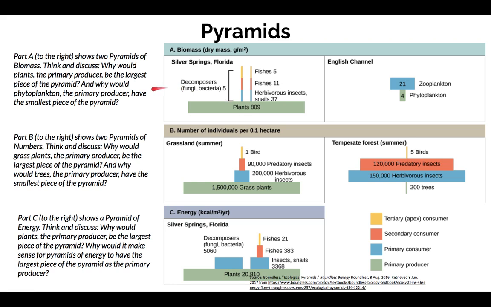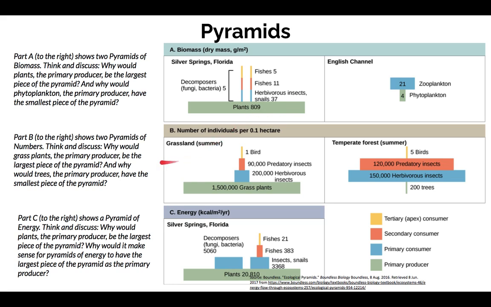Okay, now looking at this next one, why would phytoplankton, the primary producer, have the smallest piece of the pyramid? Well, for this specific example, looking at some square meter in the English Channel, it just so happens that phytoplankton are much smaller than zooplankton. So phytoplankton is going to have the smallest piece of this pyramid of biomass. Just because they are smaller, therefore they have less mass, but they are still the primary producer, even though they have the smaller part of this pyramid.